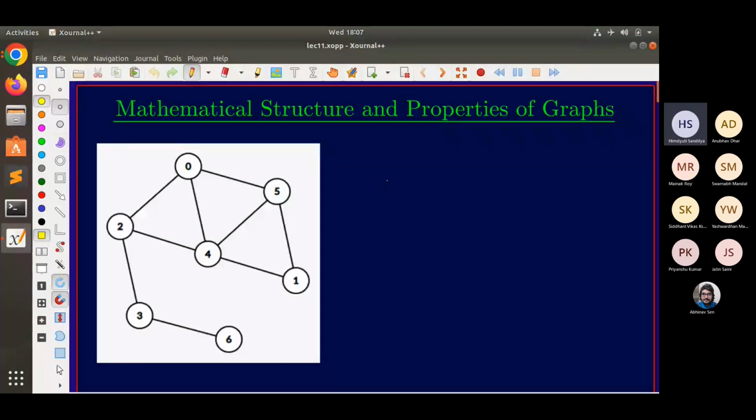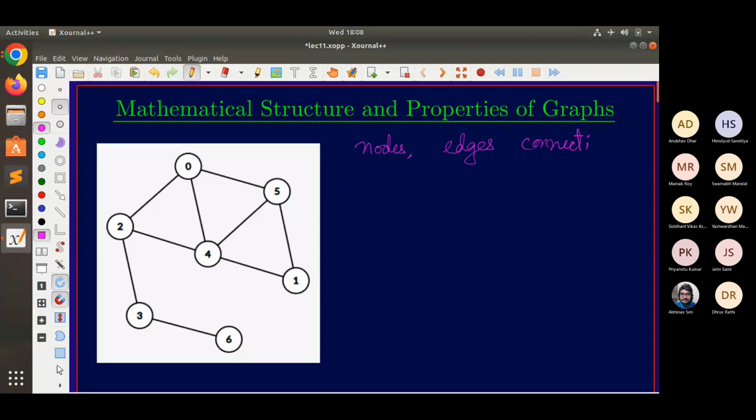Collection of nodes connected by some paths. Yeah, connected by some, we call them edges. So there are some nodes, and there are some edges connecting two nodes. So each edge connects two nodes. For example, this particular edge connects node 0 and node 5.